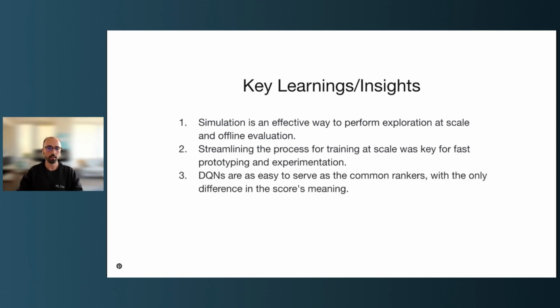And then finally, the DQN architecture is fairly straightforward to deploy and run when it comes to ranking because of its similarity with the interface of common ranking systems. So the models take the same type of inputs, where input is features about the state, the user, and the items, and the output is a score. The only difference is the meaning of that score. One of them is a short-term value, the other one is a long-term.